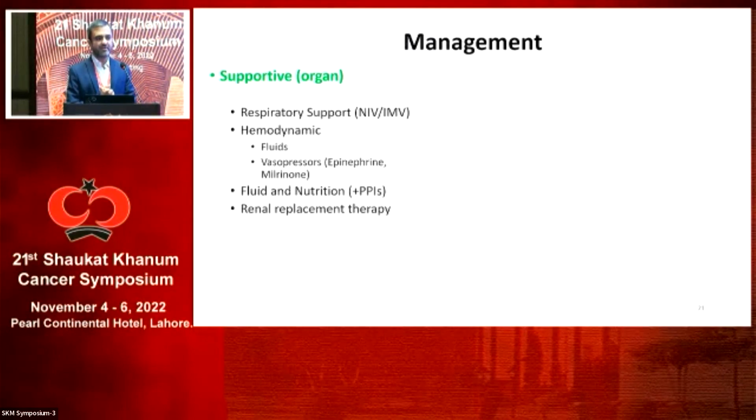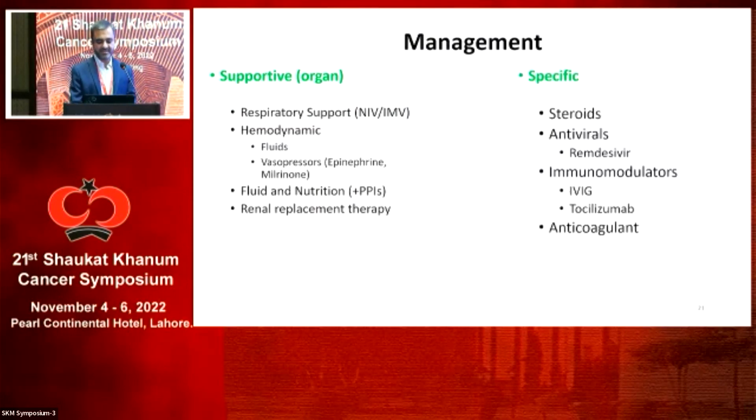In hemodynamics, we need to provide them with good fluid therapy and vasopressor support depending on the need to keep the organ perfusion intact. And we can use milrinone or epinephrine depending on the physiology at that particular time. Then fluid and nutrition are an important part of the therapy, along with the proton pump inhibitor when we are using steroids. Renal replacement therapy has already been discussed.